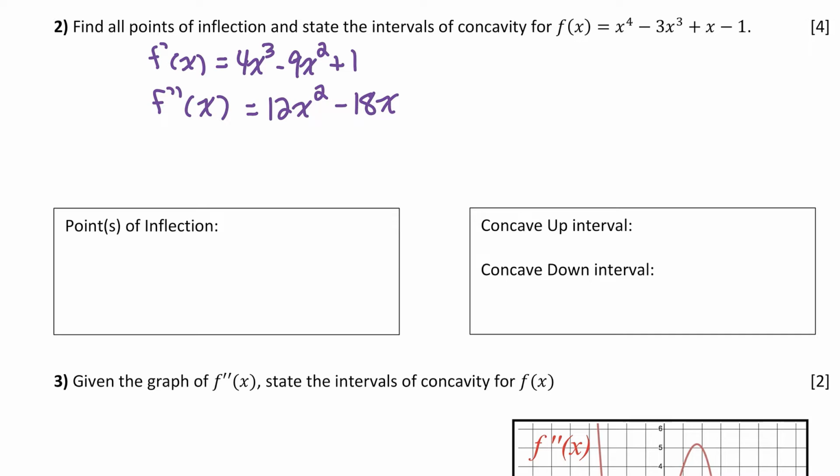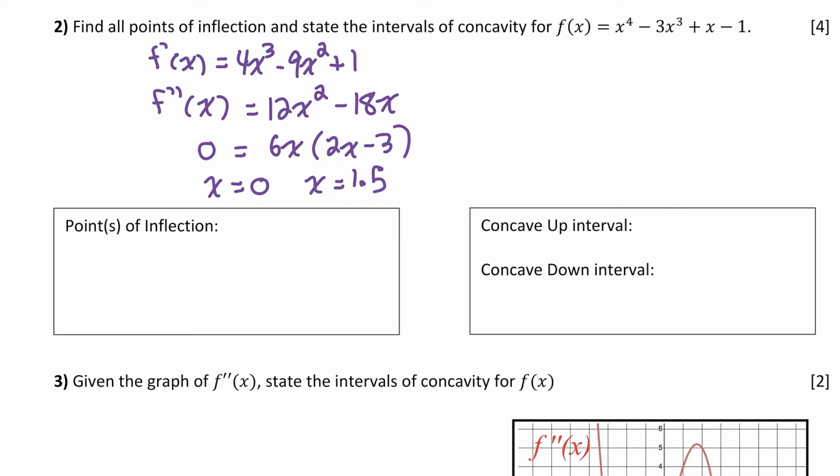That's a quadratic, it can't be undefined, but it could be 0, so let me set it to 0 and solve. I'll common factor out a 6x from both terms, and I get 2x minus 3. So I'll have two x values here. I get an x value of 0, and also an x value of 3 over 2, which I could just write as 1.5. At those two x values, there might be a point of inflection. I'll have to do a test to see if the function changes concavity around those points or not.